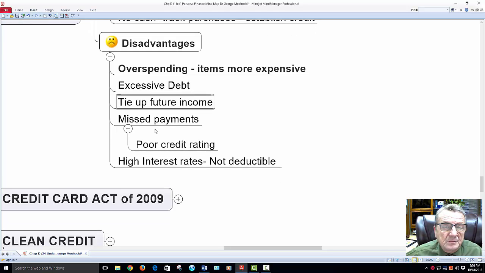If you're using a credit card, you want to pay it off. You always say that, but sometimes you forget after a while. Compound interest, when we talk about annuities.